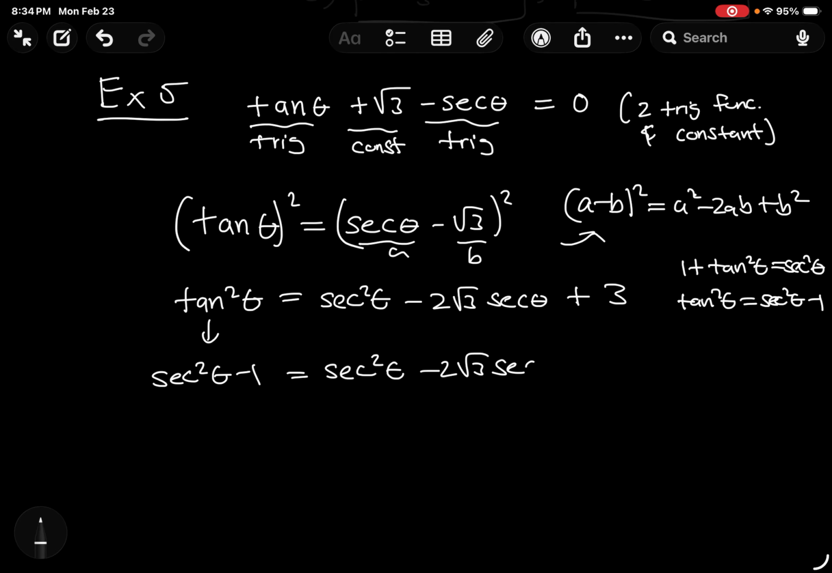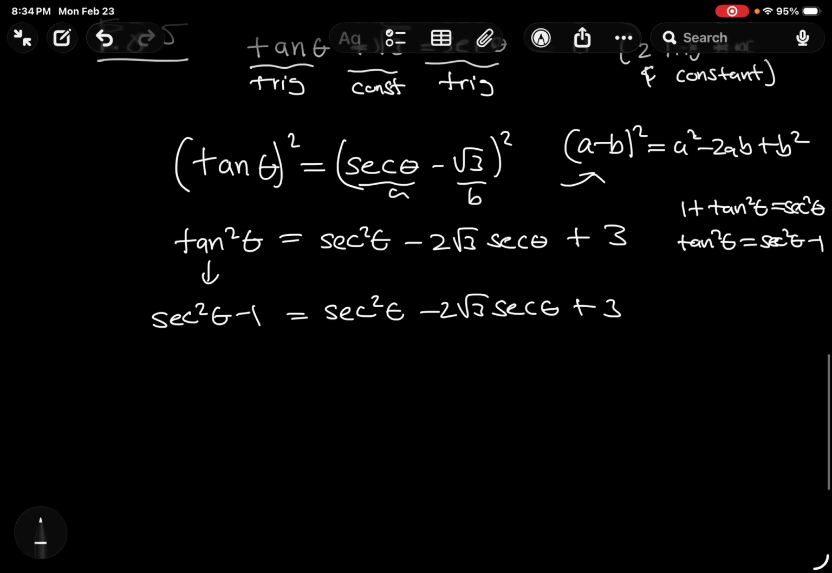And once you've gotten everything in terms of one trig function, the rest is just combining like terms, factoring, square roots if necessary. Right away I can see that these secant squares are going to cancel out, and I only have one secant left. I'm going to move my 2 root 3 secant theta to the left side, and then add 1 to the other side. I'm going to get 4.